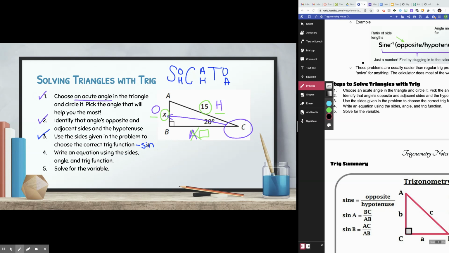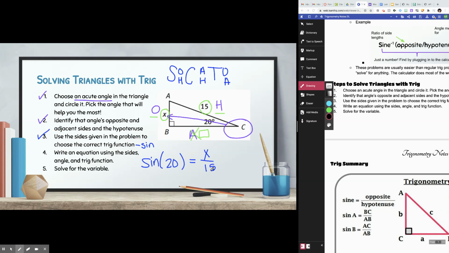Here I'm looking for a side, so I'm just going to use regular trig. I'm going to put my trig function first, sine. Inside the parentheses goes the angle, which is 20, equals the fraction, which is opposite over hypotenuse. So opposite is x, and hypotenuse is 15.